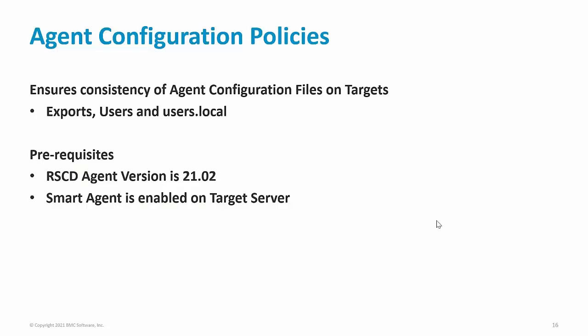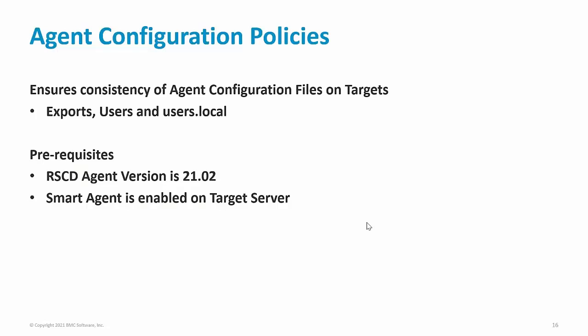The agent configuration policies feature of the Smart Agent automates the task of managing these ACL files on the target servers. An agent configuration policy is a collection of the configurations defined for the exports, users and users.local file. The policy will also have rules where you can mention on which target servers the policy should be applicable. Once the agent configuration policy is configured and applied to the target servers, the Smart Agent periodically monitors the policy status, and if it detects any changes in the applied configuration policy, it will alarm the application server.